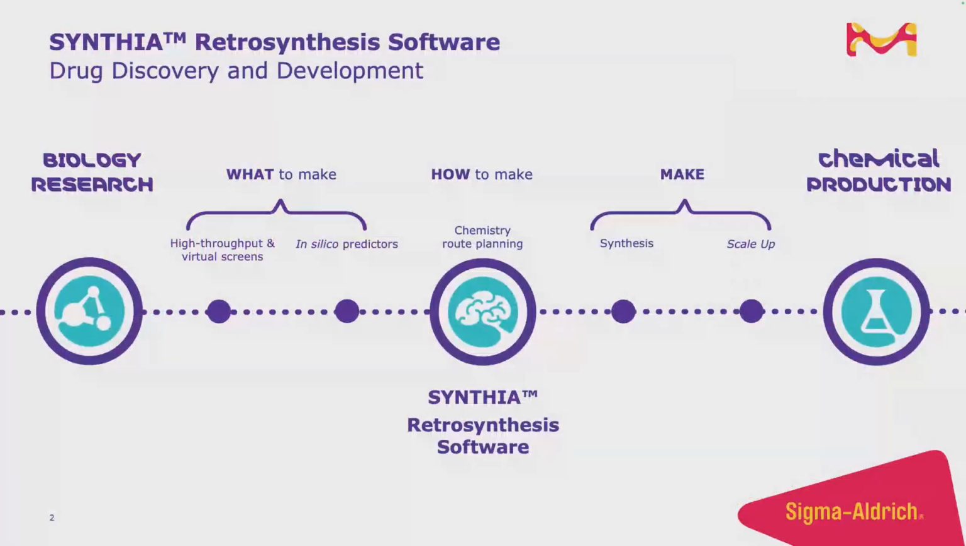So to get started, if we look at the big picture of the drug discovery and development workflow, we start at the beginning with biology research, identifying a target that we want to modify, and then we move into the what-to-make phase of determining what molecules are going to have the desired effect on our biological target. Once those are identified, then we have to figure out how to make them, and this is the chemistry route planning. And then finally, the last stage is actually doing the synthesis, and once we've identified our lead target, optimizing that and doing the scale up.